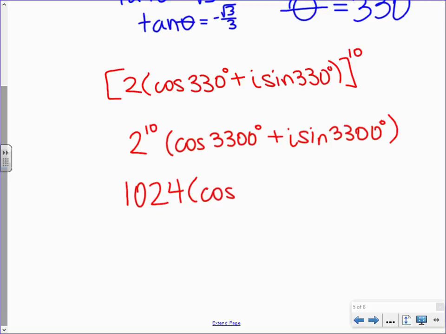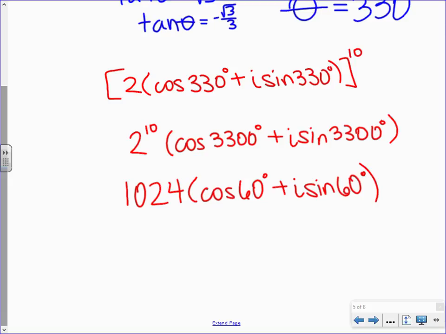What's our positive angle? 60 degrees. That's nice, isn't it? You like 30 better? Oh, you like 3,300 better. But now that it's 60 degrees, we can ditch the calculator.